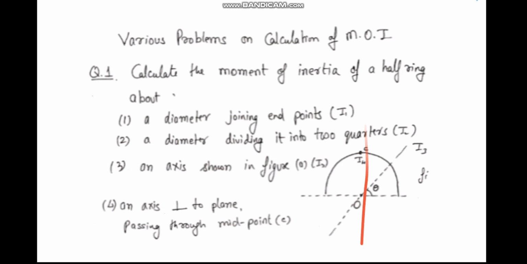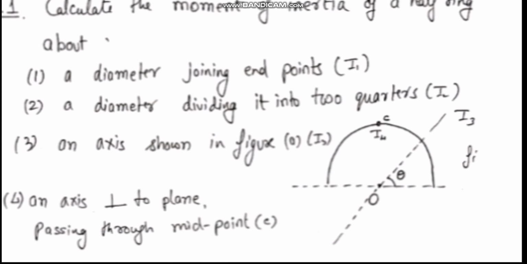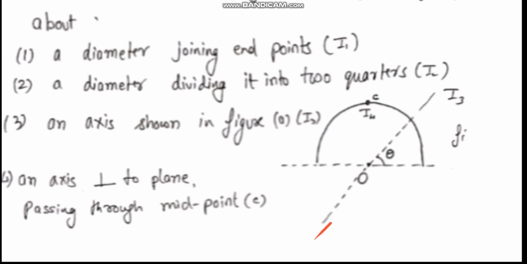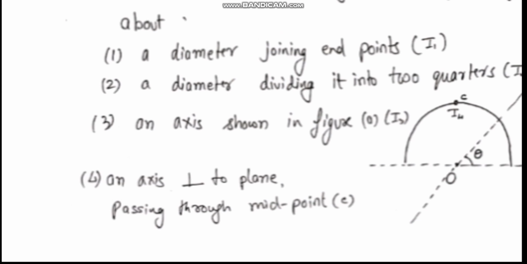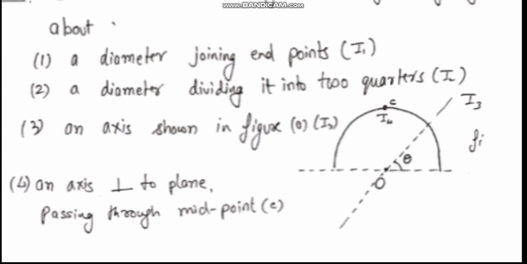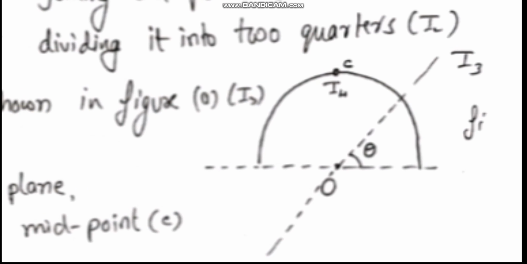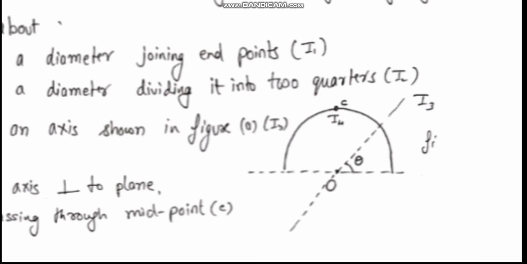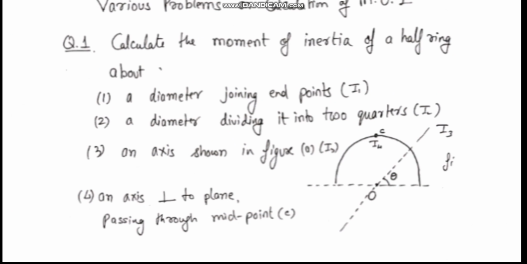Then third, the moment of inertia about an axis shown in the figure, like this. So this is passing through the center and it makes an angle theta with this line. And finally an axis perpendicular to the plane and passing through midpoint C. So I4 is the moment of inertia about an axis which is passing through point C and perpendicular to the plane of the ring. So we will calculate them one by one. Let us see how to calculate it. First I will talk about 1 and 2.